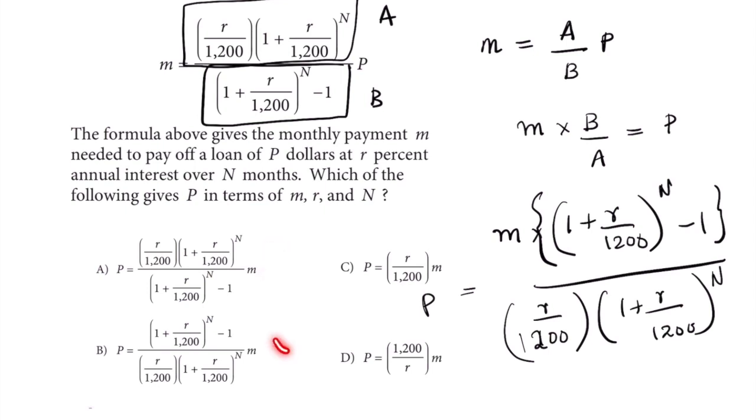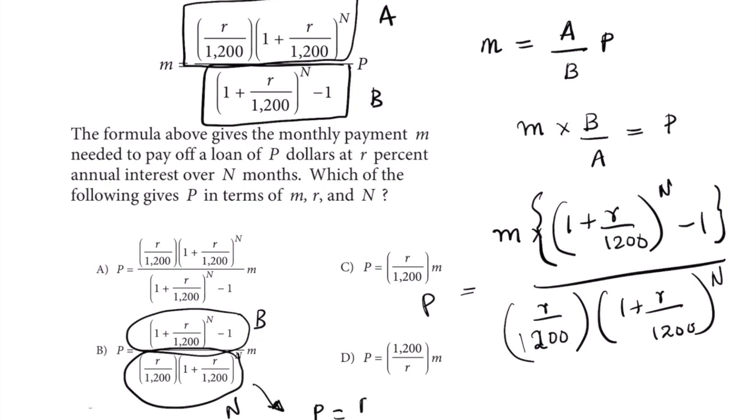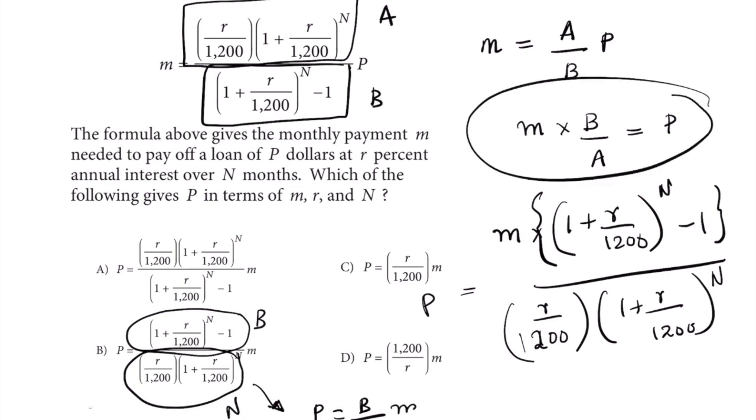So what about this one? 1 plus R by 1200 whole raised to N minus 1. Yes, this is the denominator B, right? So this is the denominator B, and this is the numerator. This option satisfies the condition, that is P equals B by A into M. Clear? So our answer is option B.